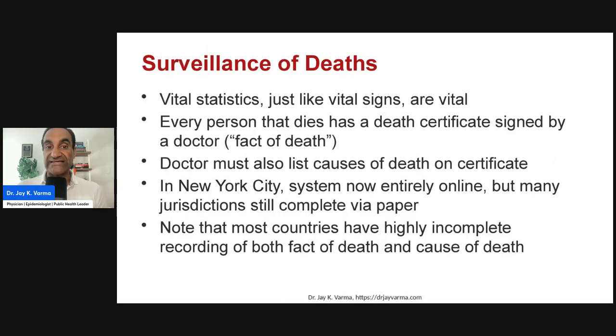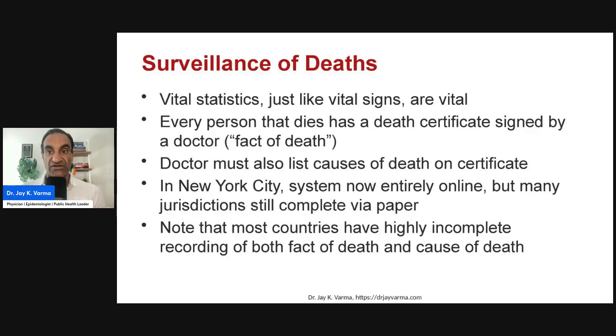Now, public health surveillance isn't just about humans who have a disease. It's also about what happens to humans when they die. In public health, one could argue that the single most important piece of data that any public health agency collects is data about who's dying and why. So that's why they're considered vital statistics.